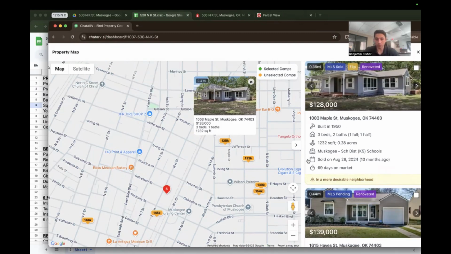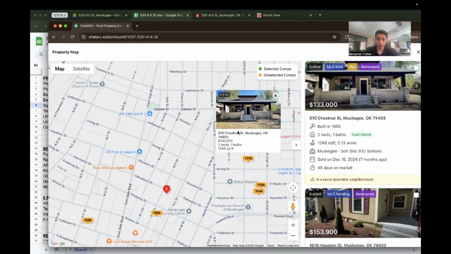See here it says in a more desirable neighborhood. So we probably have to adjust for that. Here's a 3-1. So 0.4 miles away, 3-1, a little bit bigger than ours. That's decent. Here's a 2-1 that is also bigger than ours.